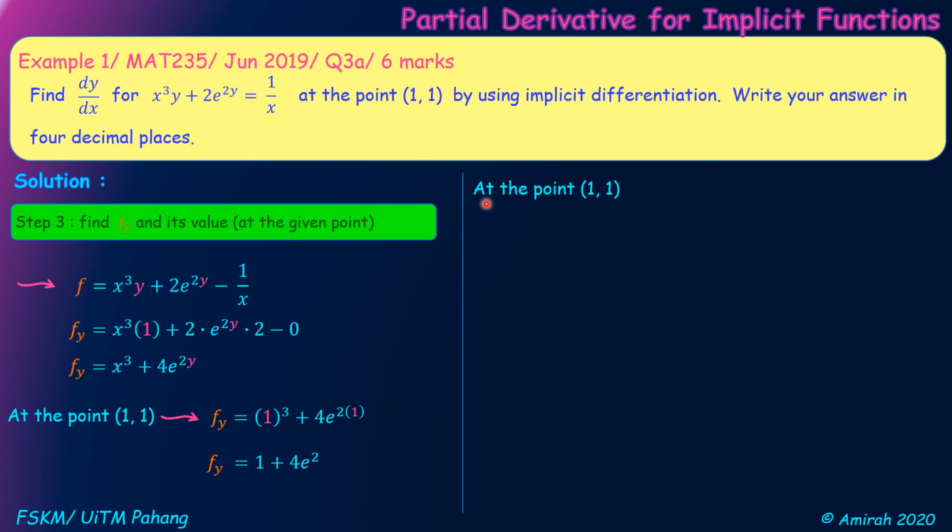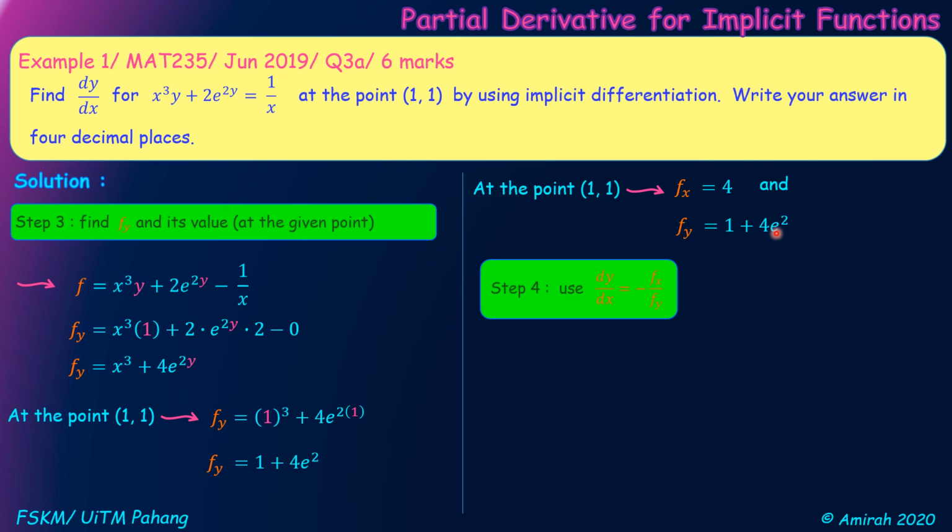Alright. Then we recall back. At the point (1, 1), we have fx equals 4 from the previous slide, and we have fy equals 1 plus 4e squared. Then we can continue with step 4: use dy over dx equals negative fx over fy. So now we can find dy over dx. So dy over dx equals negative 4x over fy, I mean negative fx over fy.